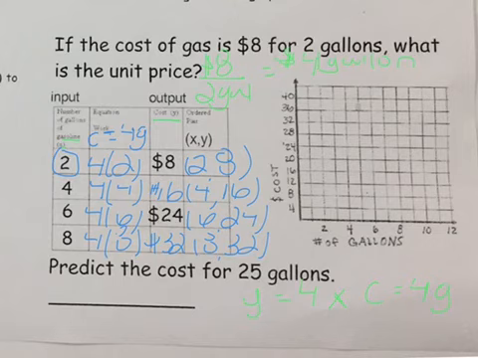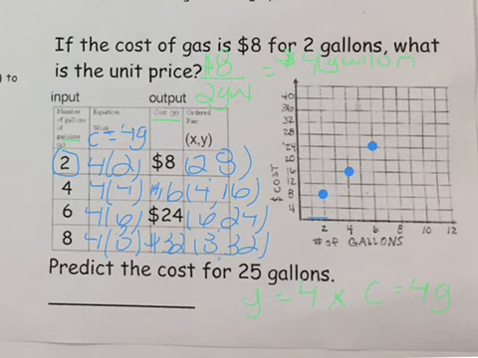So I have my ordered pairs. I've got 2, 8. So I'm going to go along the x, that is my gallons, and I'm going to go to 2. Then I'm going to go up to 8, and I'm going to plot 2, 8. Now I'm going to plot 4, 16. So I've got to go over to the right to 4 for the number of gallons. Then I'm going to go up to the cost of 16 and place a dot there. Then I'm going to go over to the right 6 gallons, and I'm going to go up to 24 and put a dot. You put the dot right where your lines cross.